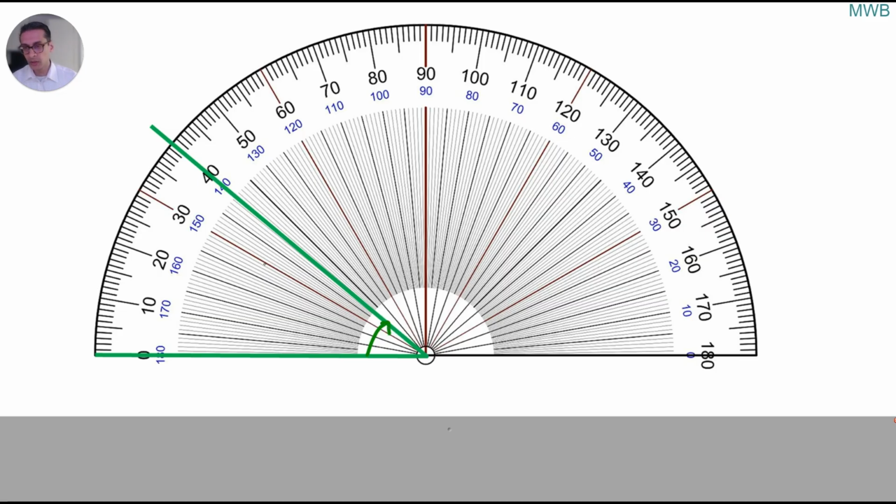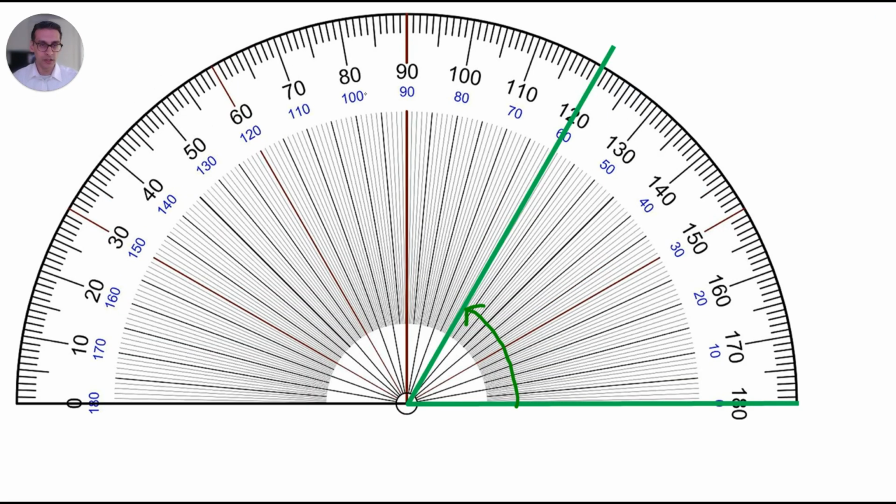So use the scale. I'll help you out with the first one. So remember, we always start at 0. So in this case, we're just going to go up, and I can see it goes exactly through 40. So this is going to be 40 degrees. Right, measure the following angle using the protractor.